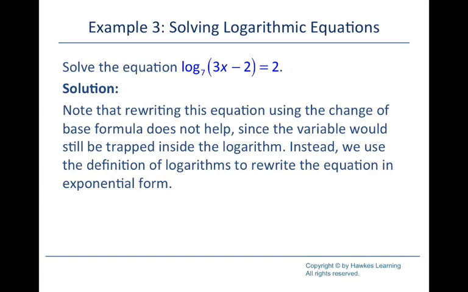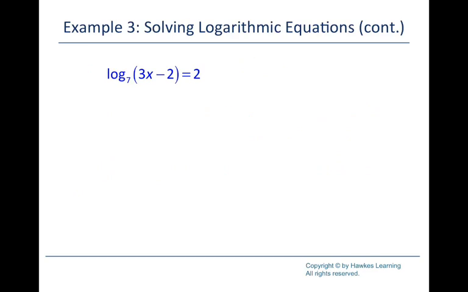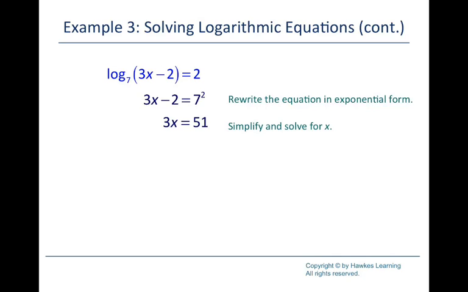So we're going to put it in exponential form, which is going to become 3x minus 2 equals 7 squared. 7 squared we know is 49. Then it becomes an easy problem to solve. 49, we add 2 across, that becomes 51. And then we divide by 3, so x is 17.